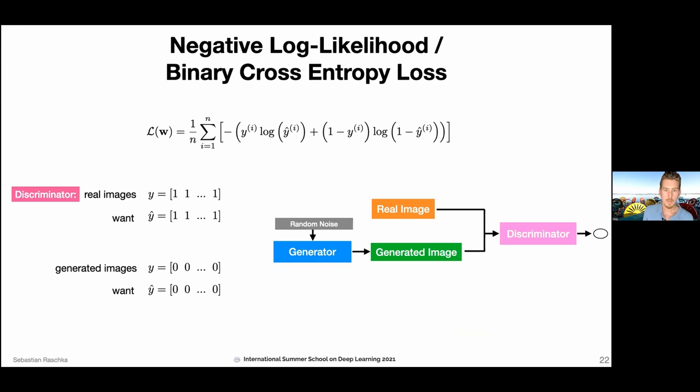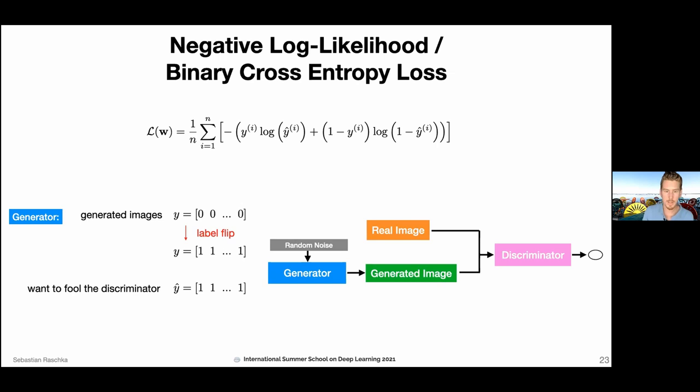So now coming back to the GAN context. When we want to implement this, same as before, we use the class label 1 for the real images. We have a bunch of real images in a training set, and we just create a vector consisting of 1s, and we want the discriminator to predict ones for these. For the generated images, we create a vector of zeros, and we want the discriminator to predict these zeros using this binary cross entropy loss.